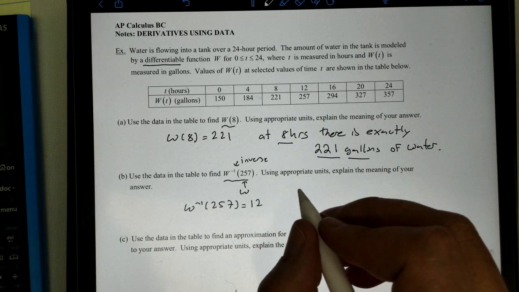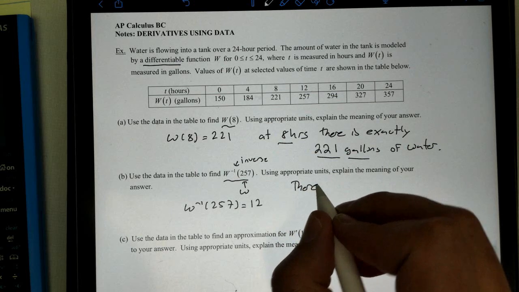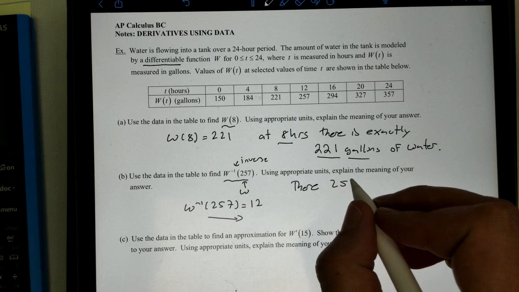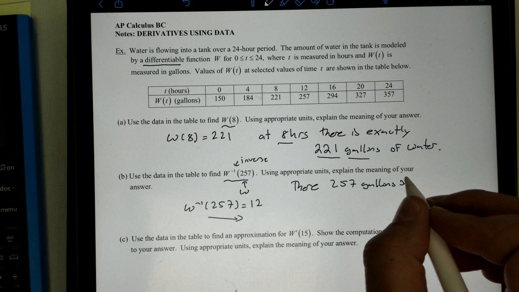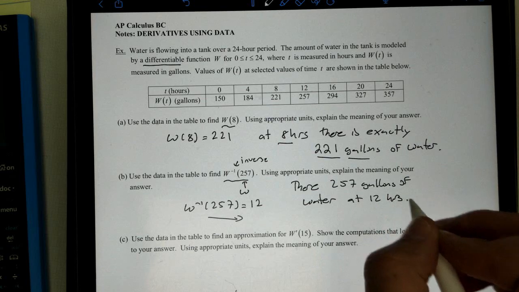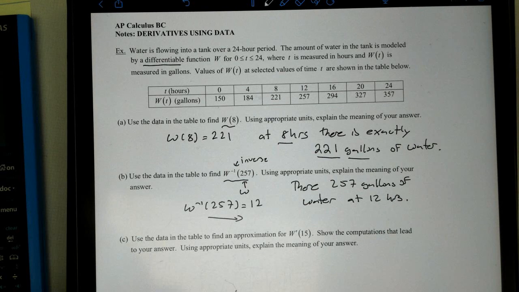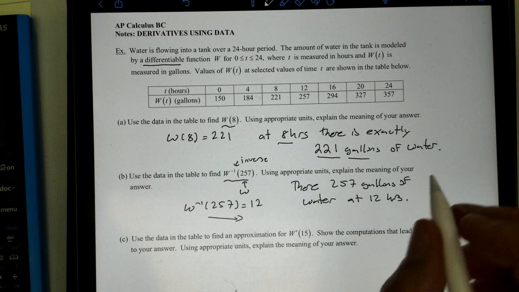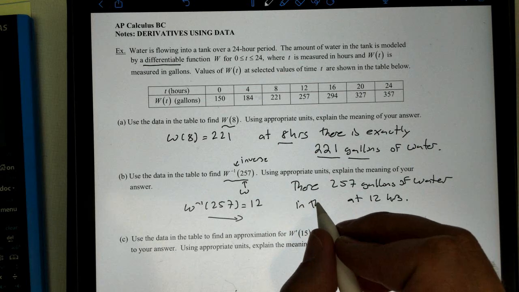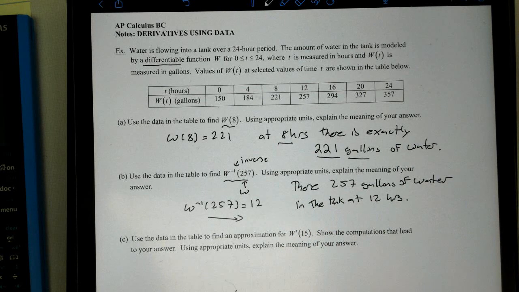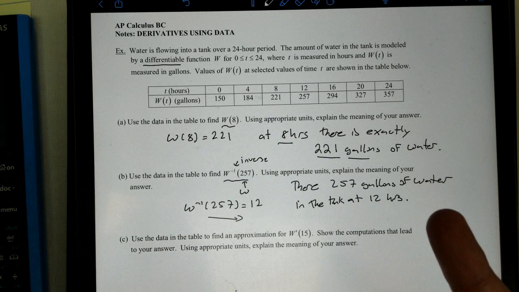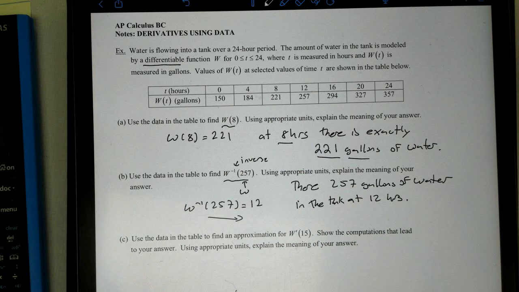And how could we explain this? Well, I go in order: there are 257 gallons of water in the tank at 12 hours. Very simple. Now, if you say at 12 hours there's 257 gallons, that may be accepted, may not be. So that's kind of a gamble you take.